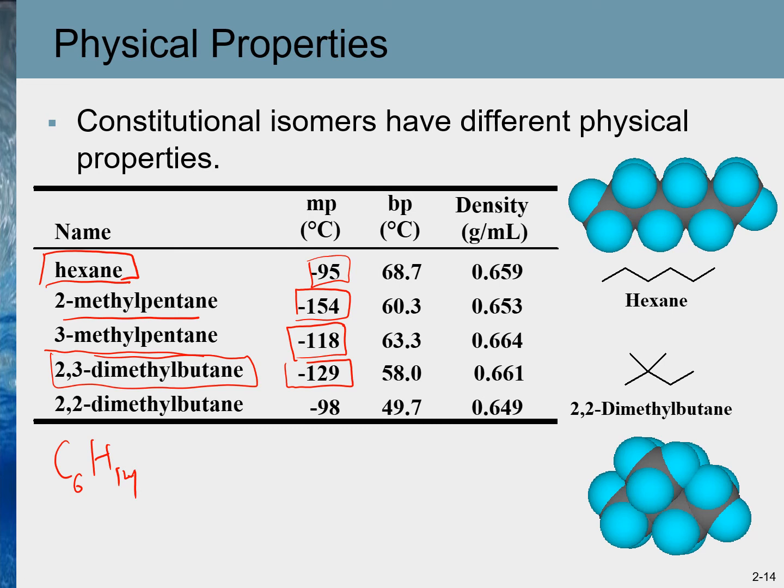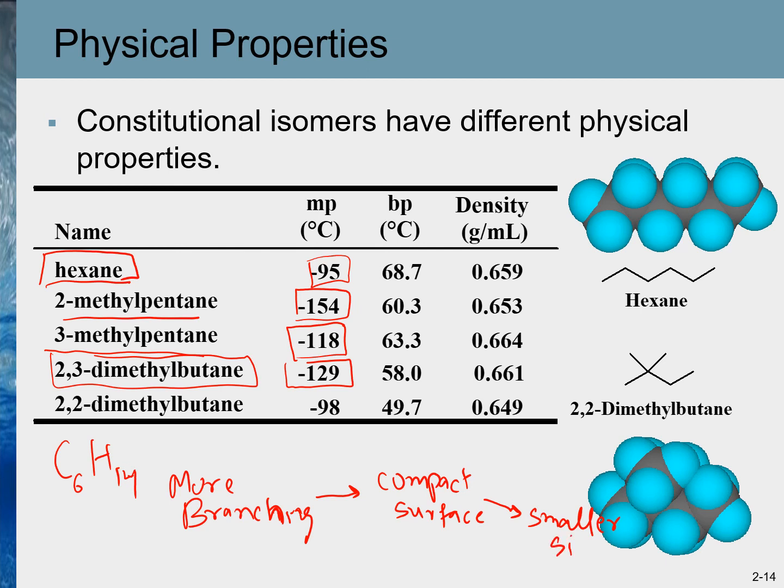So we can say more branching will lead to compact surface. Compact surface means smaller size. Smaller size means smaller dispersion force. And we already know that if the dispersion force decreases, the melting and boiling points will also decrease.